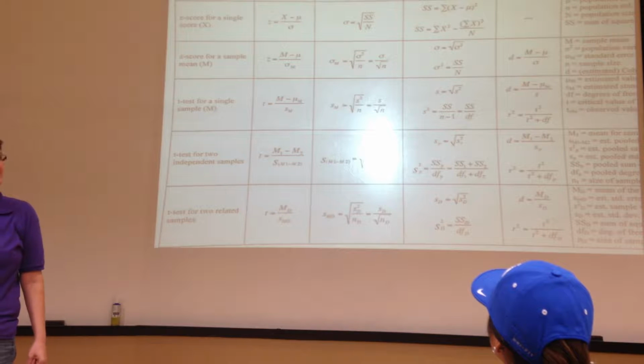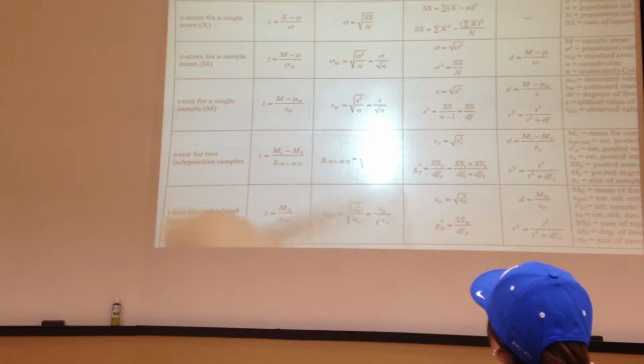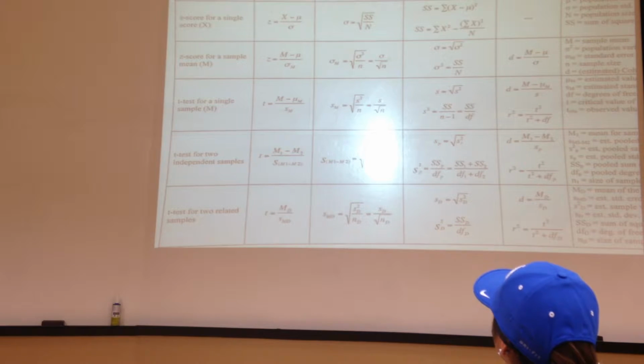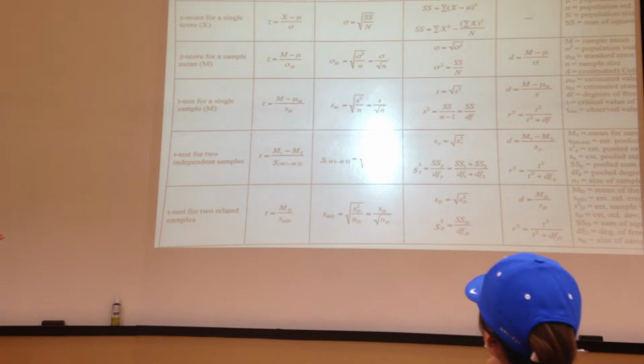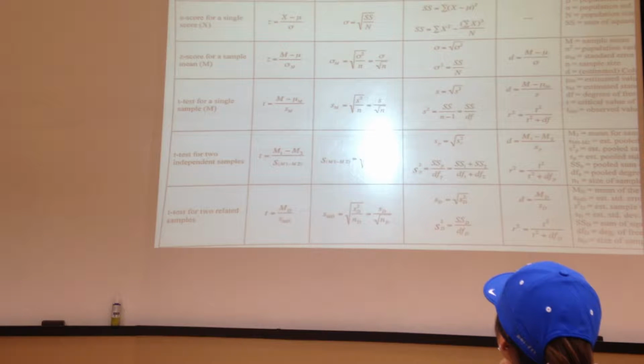Remember that? Then you should have also covered z-score for sample mean, which is where you've got a distribution of sample means, all the samples of the same size, and you're trying to figure out where that sample is, your sample for your study is, relative to the mean for all of the samples of the same size.